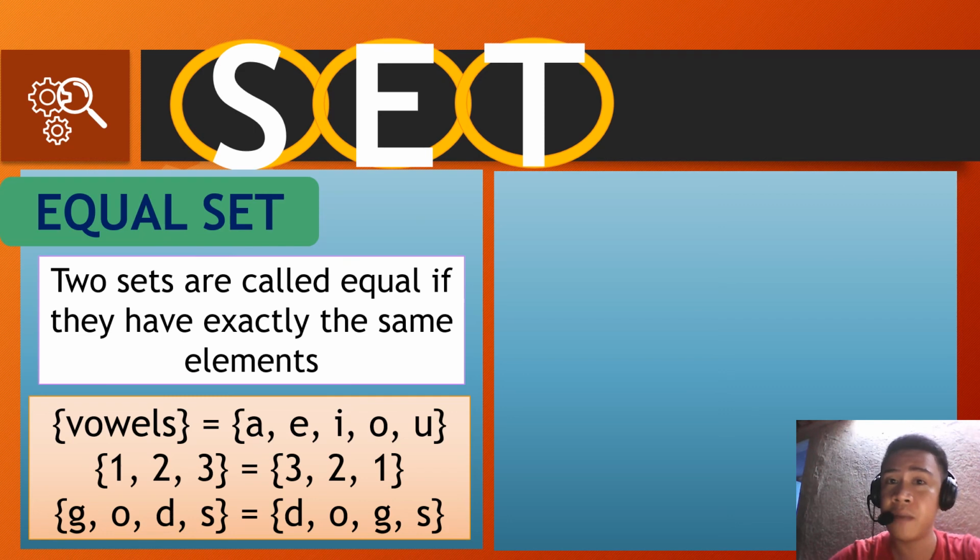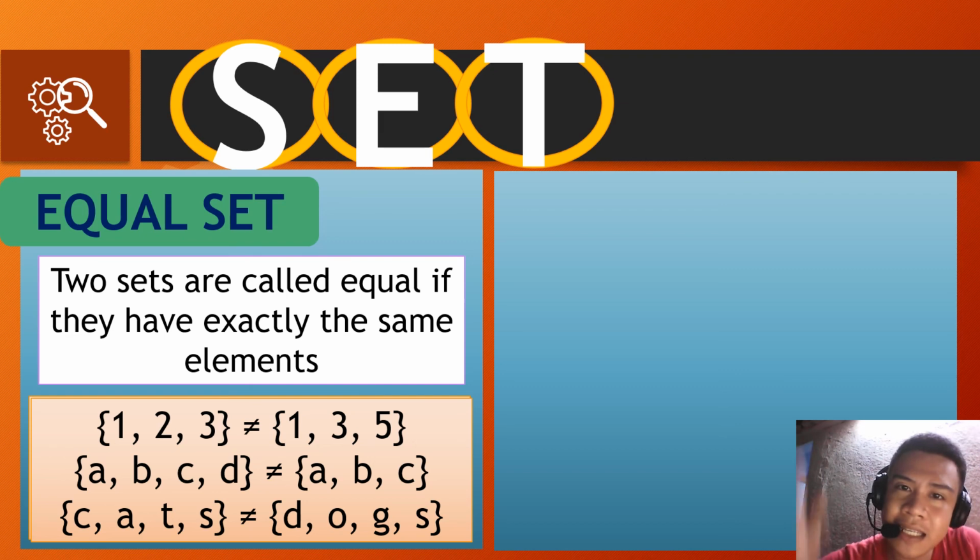Even though meron pong different position, they have the same number of elements and they have the same elements mismo, which is 1, 2, and 3. Another, we have gods and dogs. They are equal since yung letters are the same. We have G, O, D, and S, which can be seen in both sets.